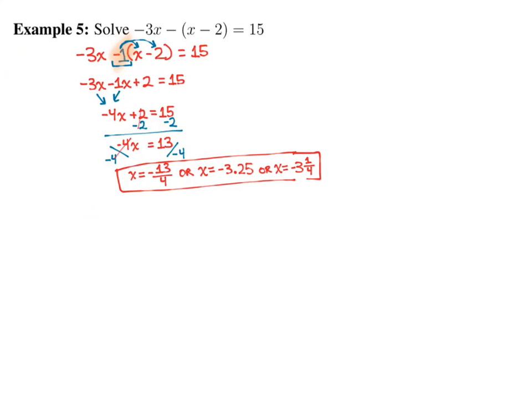Again, improper fraction really is the best. Decimal is fine. Mixed number, if you really want. But again, all three of those are correct, so any one of them is acceptable.